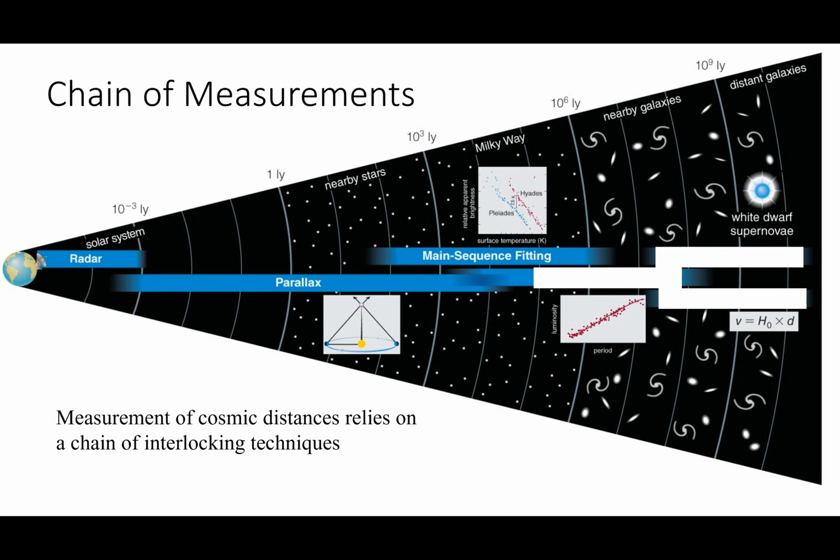Then this one right here, we said we could have two clusters of stars, in this case the Pleiades and the Hyades, and we could see how bright they are. This is called main sequence fitting, and it gives us a sense for how the Hyades were closer than the Pleiades. And then we move on to some kind of standard bulb sort of thing.